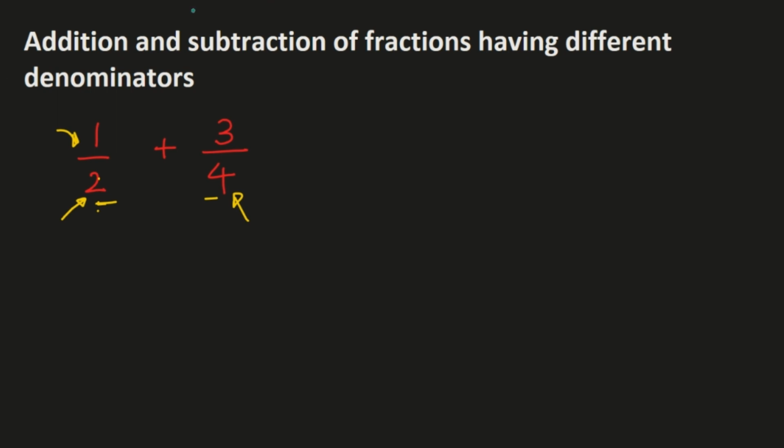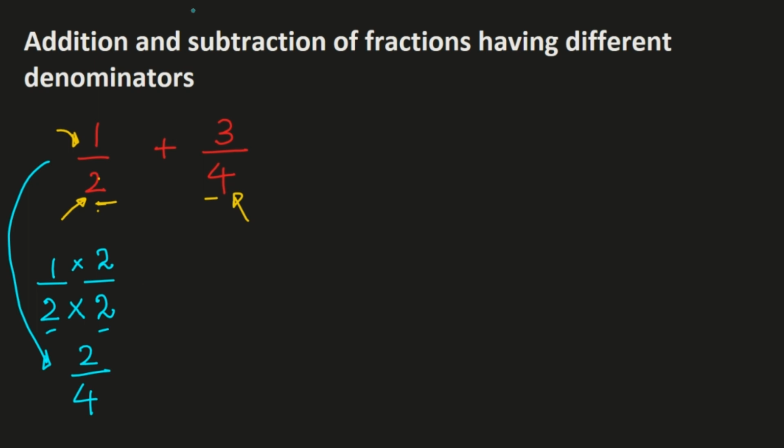So let's do it. I'm multiplying the denominator of this fraction, which is 2, by 2. If I multiply the denominator by 2, then definitely I need to multiply its numerator as well, like this. So what's the equivalent fraction of 1 upon 2 when its denominator is 4? The answer is 1 into 2, it's 2. 2 into 2, it's 4. So the equivalent fraction of 1 upon 2 is 2 upon 4.